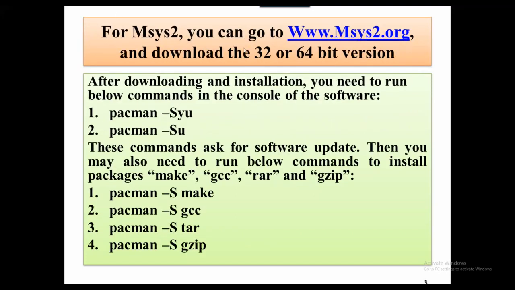For MSys2, you just go to this site. After downloading and installation, you might also need to run these two commands to update the software. Just be careful, this is a dash, not an underscore, and this S is capital. Then if you find these packages missing in your software, you just run these commands one after another, and these packages will get installed in your MSys2 as well.